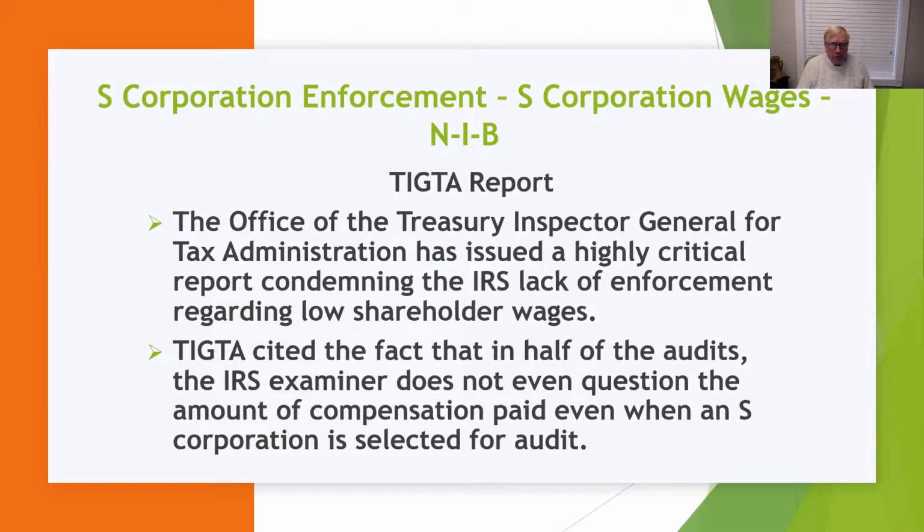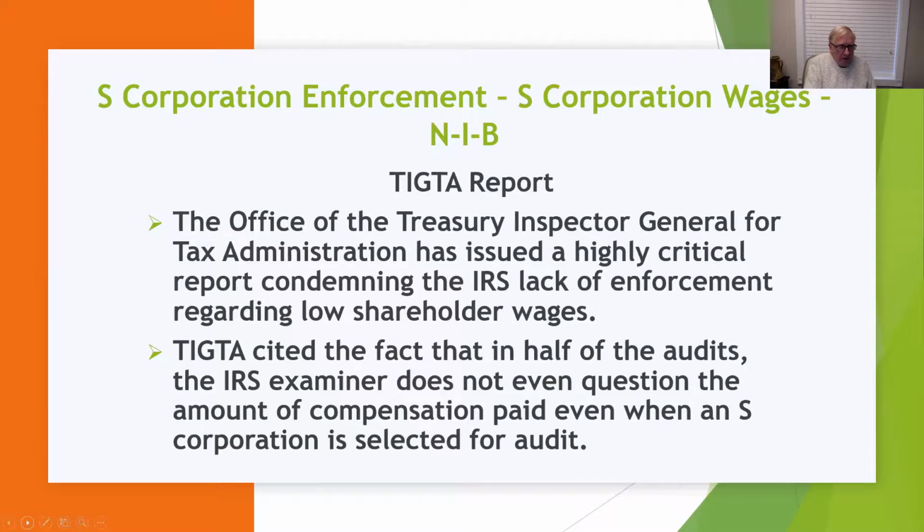The S corporation wage issue has been raised again. This year, the Treasury Inspector General for Tax Administration says the IRS is not enforcing the low shareholder wages. They cited, in fact, that in half of the audits the IRS examiner didn't even question the amount of compensation paid, even when an S corporation was selected for an audit. Now, there's a reason for this. The IRS examiner will have to open an employment tax audit, 4 quarters, 940. This is a separate audit for which their audit program, and the IRS, believe it or not, is statistically driven, doesn't allow them any type of statistical measurement favorable to their function. They are effectively, in my opinion, discouraged by their supervisors from doing this for statistical reasons.